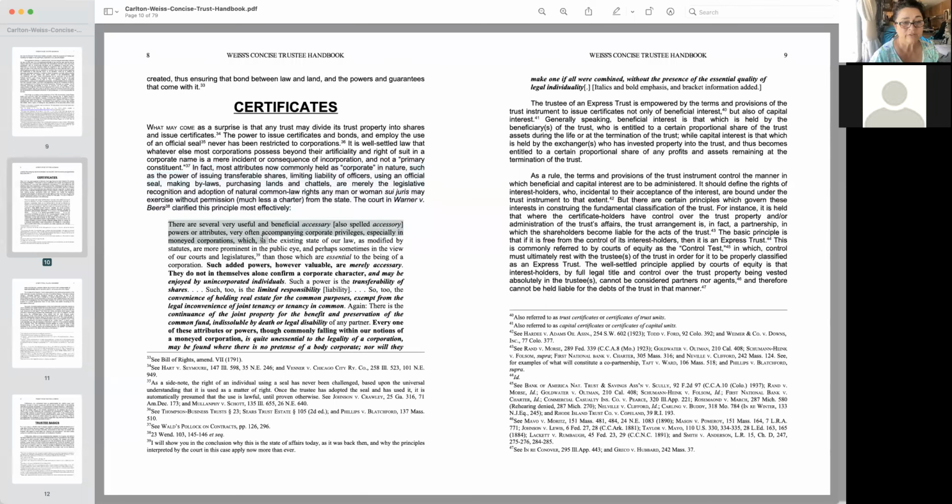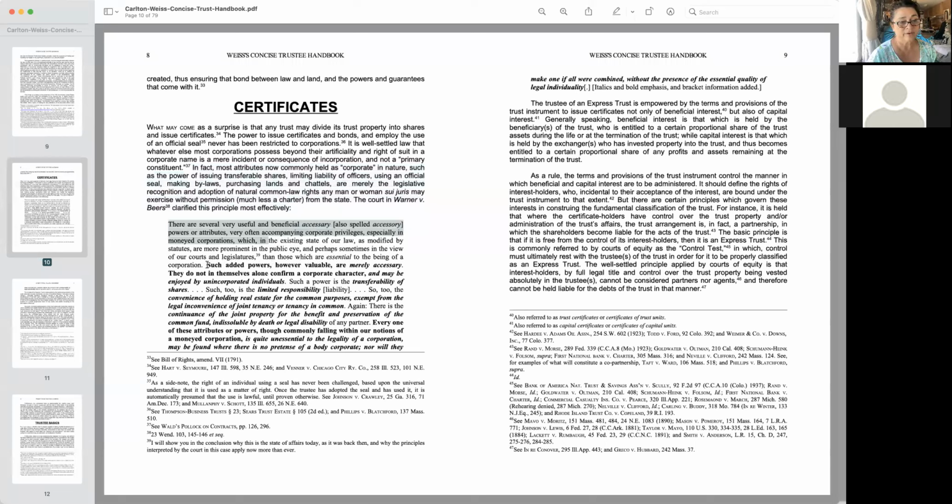attributes, very often accompanying corporate privileges, especially in moneyed corporations, which in the existing state of our law, as modified by statutes, are more prominent in the public eye, and perhaps sometimes in the view of our courts and legislatures, than those which are essential to the being of a corporation. Like everybody sees Microsoft or Costco or all those others in the public eye, that they're all prominent.